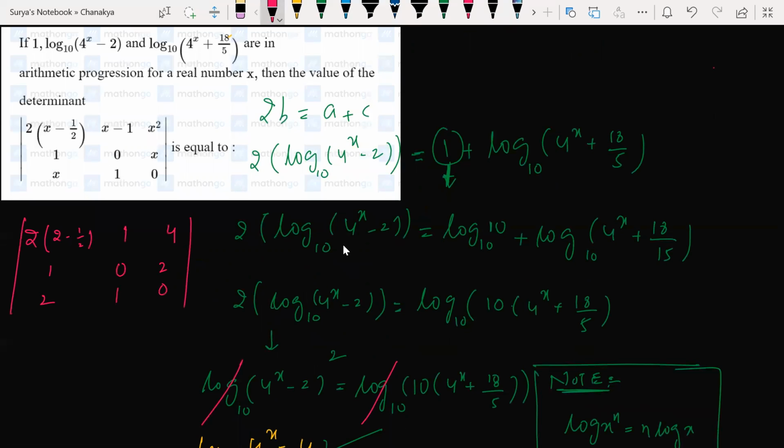Now look at this here. 2 minus half, how much? 1.2 minus half. 3 by 2. So 2 into 3 by 2, which is 3. Right? Got it, my point. Hello guys. 2 into 2 minus 1 by 2. 2 minus half is 3 by 2. 3 by 2 into 2 gives me 3 only. So that's how I just wrote 3 here.